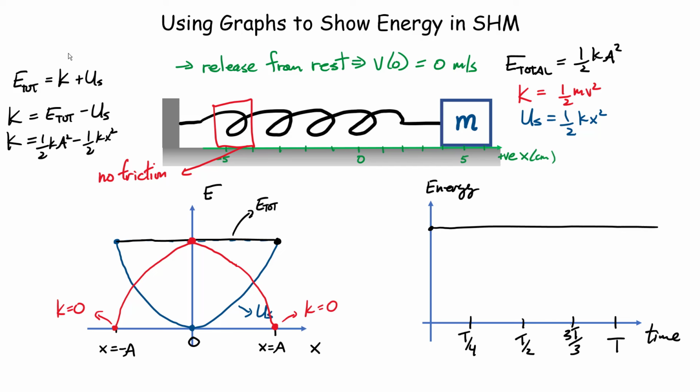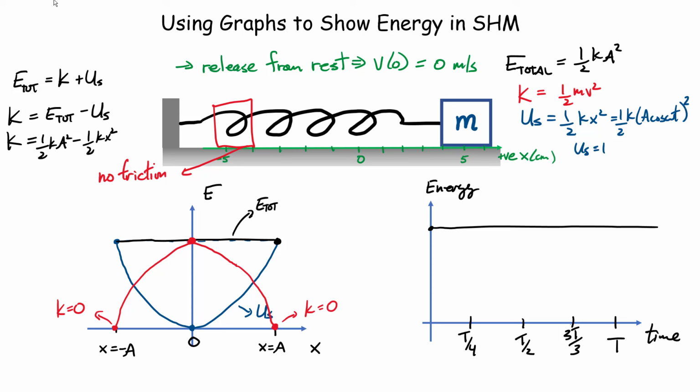All right, let's think about the spring potential energy. Well, if I wanted to write the spring potential energy as a function of time, you need to substitute x as a function of time, which is A cos of omega t. But again, you have to square that value.